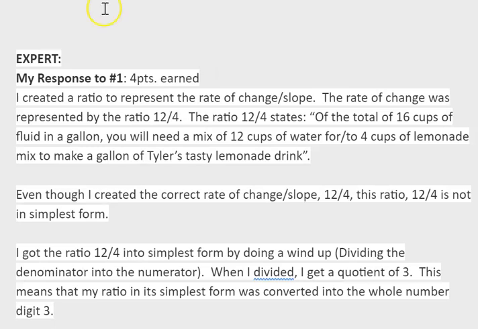So then the student goes on and says, even though I created a correct rate of change or slope, which is 12 over 4, let me get my writing instrument to better highlight, which is 12 over 4 right here. This student recognized that this ratio, 12 over 4, is not in simplest form. So they tell me how they got it in simplest form. Well, we go down here.